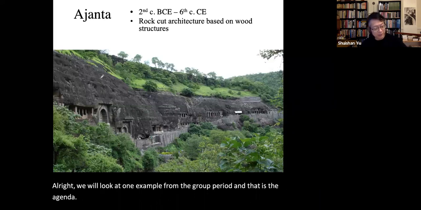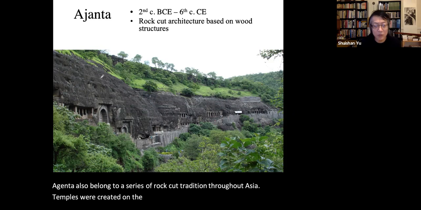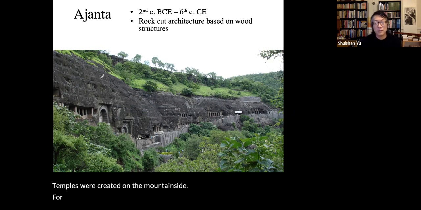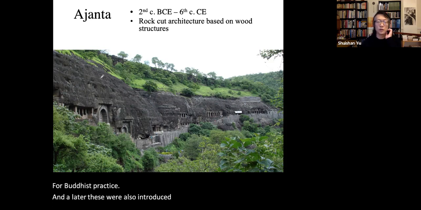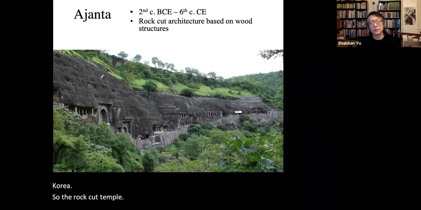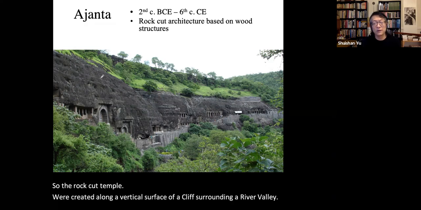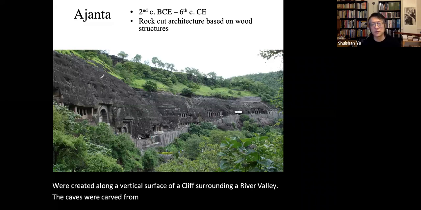Ajanta also belonged to a series of rock-cut tradition throughout Asia. Temples were created on the mountainside for Buddhist practice. And later, these were also introduced to China, to Central Asia, and to Korea. So the rock-cut temples were created along a vertical surface of a cliff surrounding a river valley. The caves were carved from the 2nd century BCE to the 6th century CE.